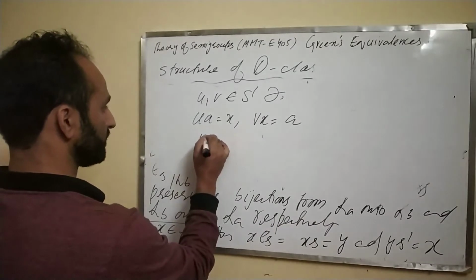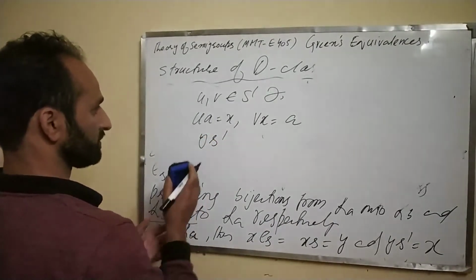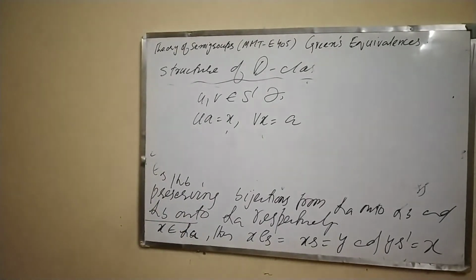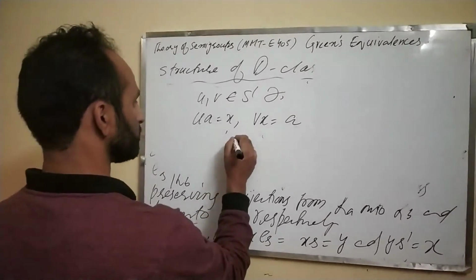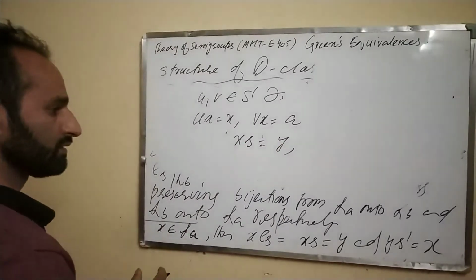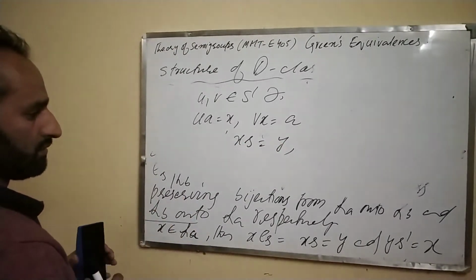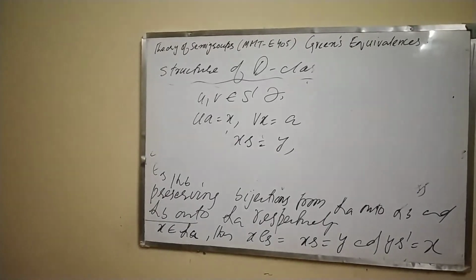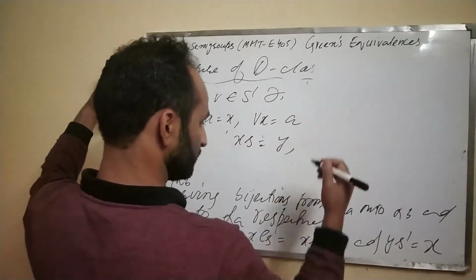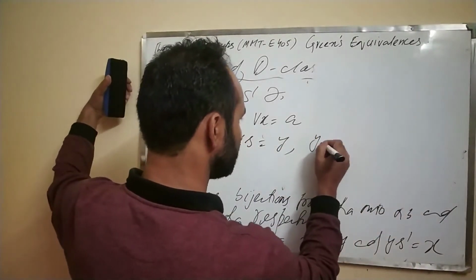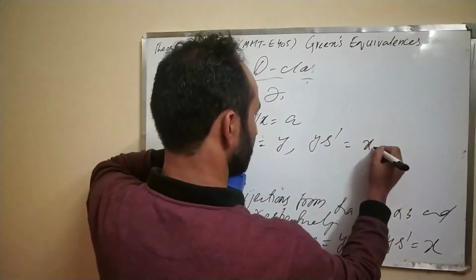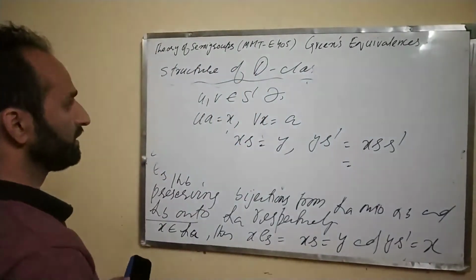If it's equal to y, then what will be y s dash? We have s and s dash. xs is equal to y, so you need to show that y s dash should be equal to x. So y s dash, what's y? y is equal to xs. So x s s dash. But what's x?